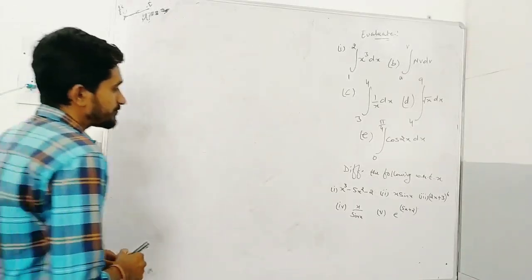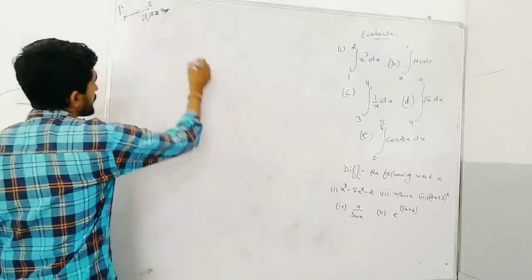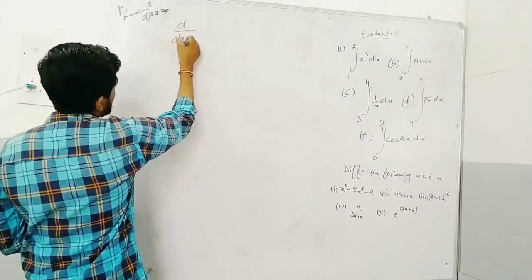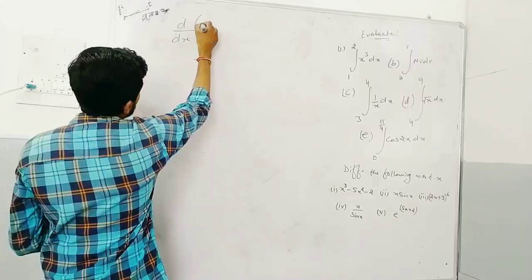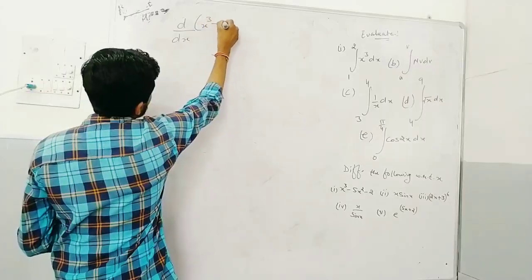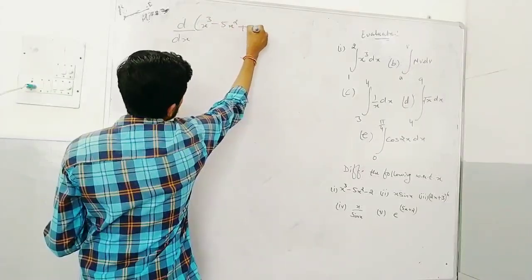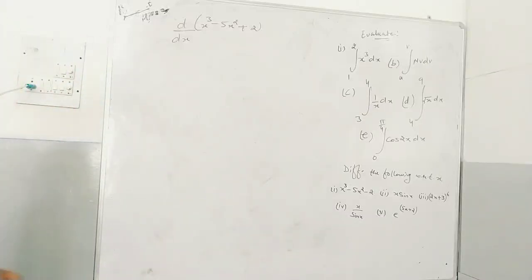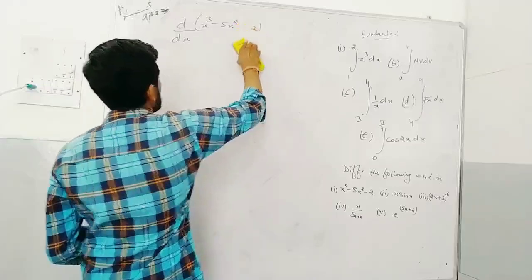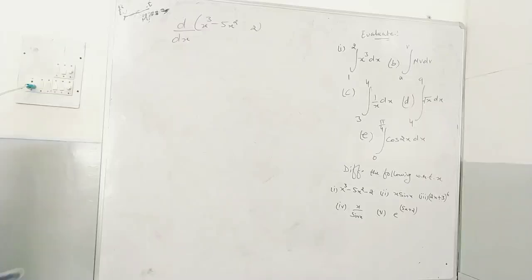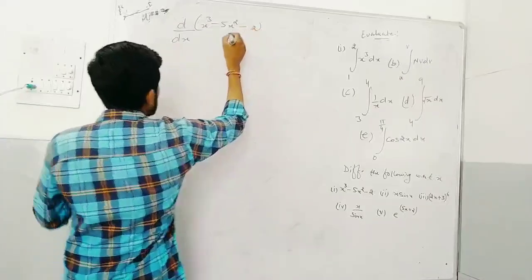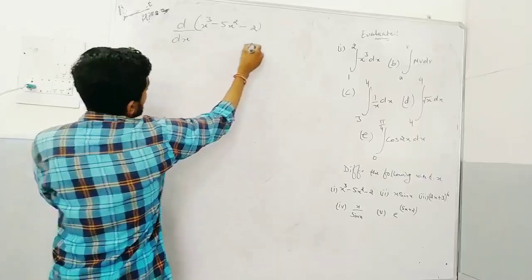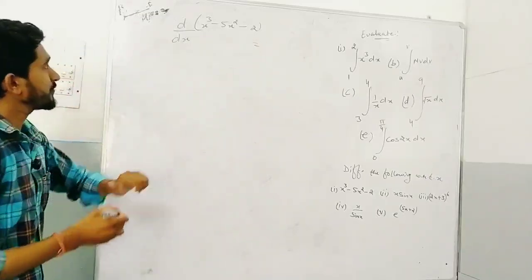For the next part, we have differentiation. Differentiation of the first part with respect to x: x cube minus 5x square plus 2. Sorry, minus 2. This is minus 2. Okay, now d by dx of this I am doing in a shortcut way.